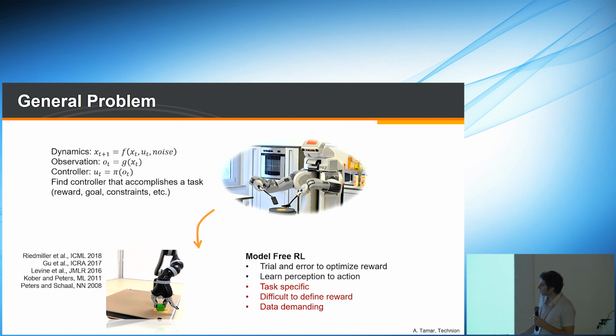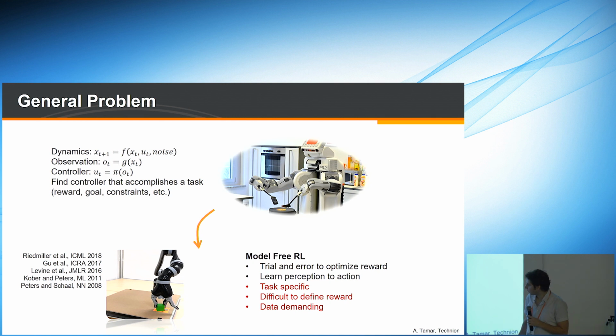So recently, there's been a lot of work on reinforcement learning to kind of go around the modeling problem. And reinforcement learning actually says, I don't want to model at all. I'm just going to learn a direct mapping from my observations to actions that solve the task. And I'm going to do it using trial and error, guided by some reward function. And this is great, and this is the reason that many people in robotics are now looking at reinforcement learning.